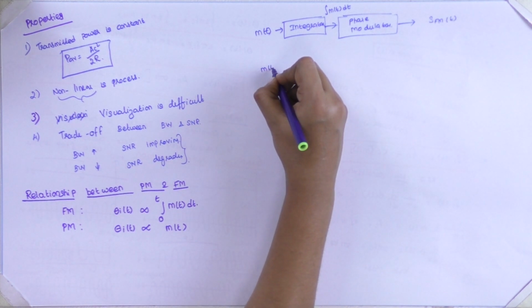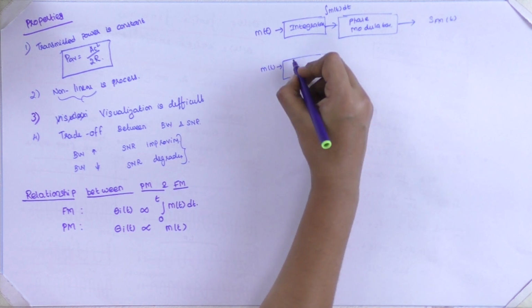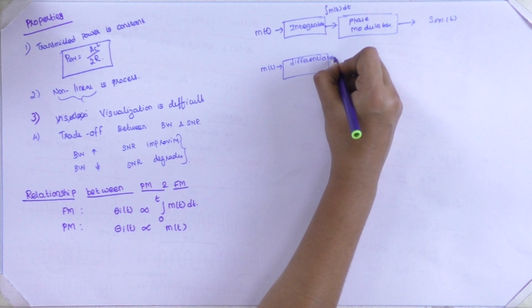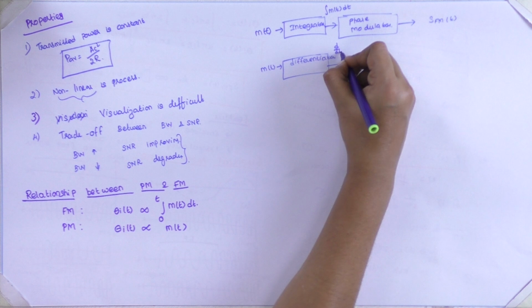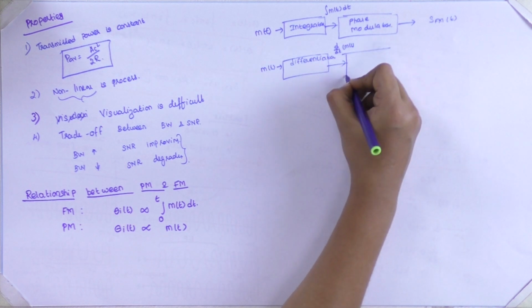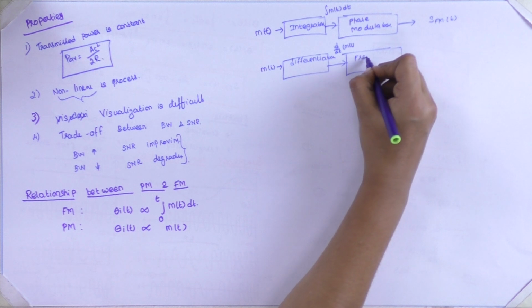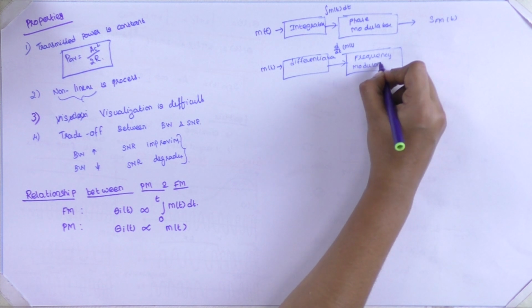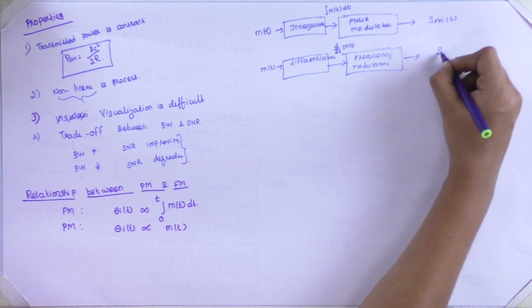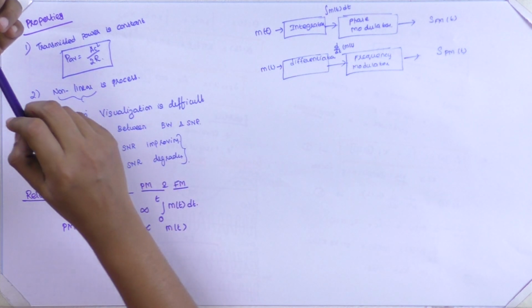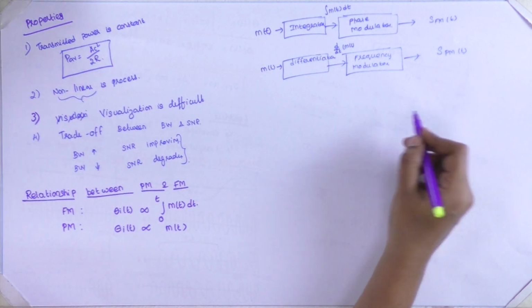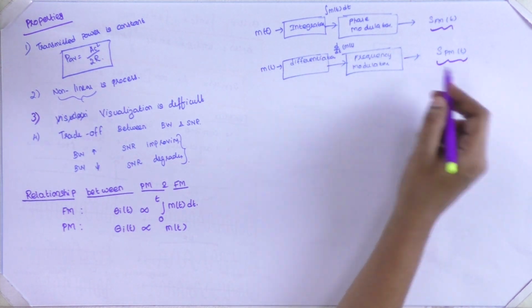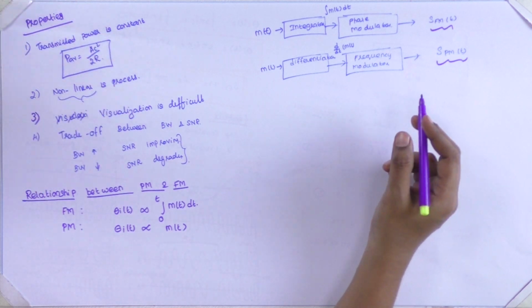If we pass m of t to a differentiator, that is, d by dt of m of t is passed through the frequency modulator, instead of a phase modulator, here a frequency modulator, the resultant output will be the phase modulated signal. Here we will get S FM of t and here we will get S PM of t. This is the relationship between frequency modulation and phase modulation.